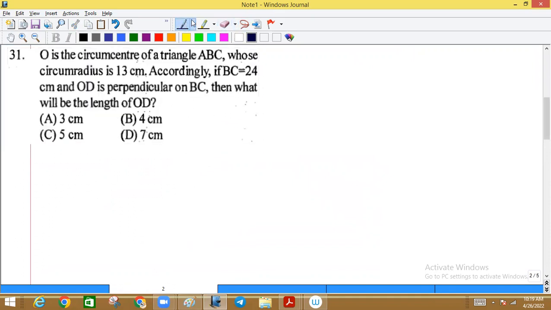O is the circumcenter of the triangle ABC whose circumradius is 13 centimeters. Accordingly, BC is equal to 24 centimeters and OD is perpendicular on BC. Then what will be the length of OD?